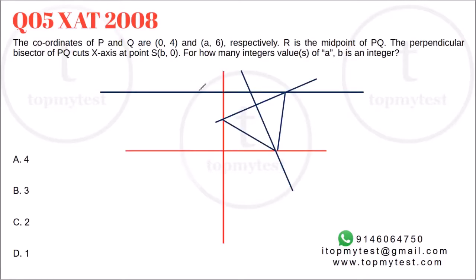Let's draw this diagram. This diagram will take some amount of time to draw. So P is at (0, 4). So this is point P. This is (0, 4). Q is (a, 6), so it lies on y equals 6. So let's call this (a, 6). This is Q. R is the midpoint of PQ, and the perpendicular bisector of PQ cuts the x-axis at point S, which is (b, 0). How many integers will be there?